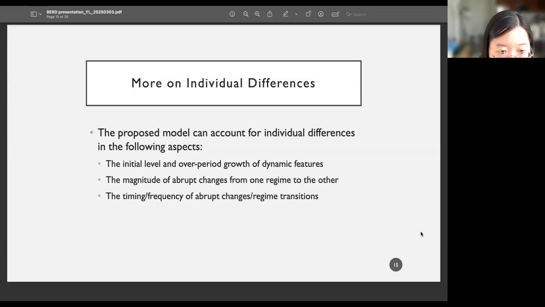And finally, the timing and frequency of the abrupt changes or regime transitions. Because we are using the probability model, we didn't specify any known timing of the abrupt changes. Instead, we let the data tell us at which time this person transitioned to a specific regime. So that is all unknown and estimated.